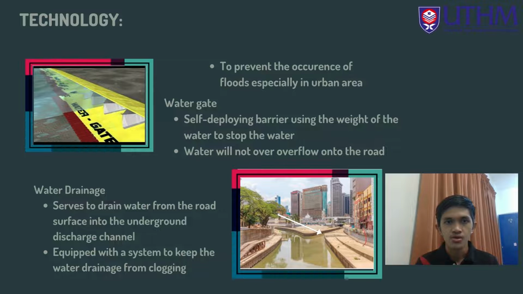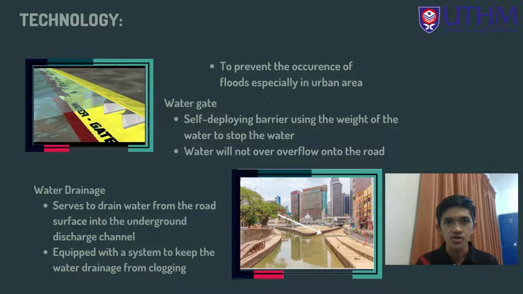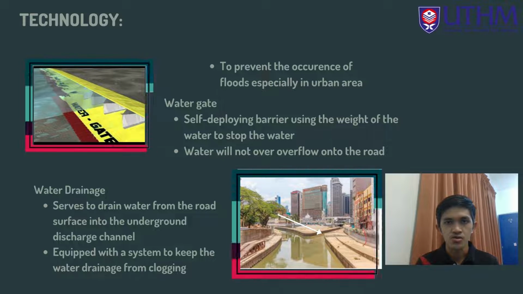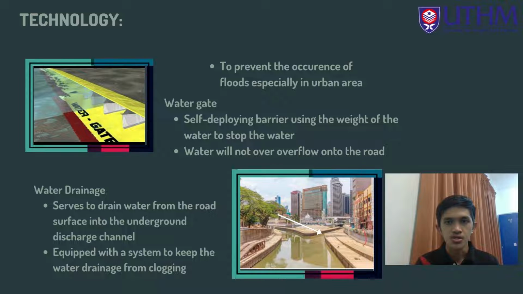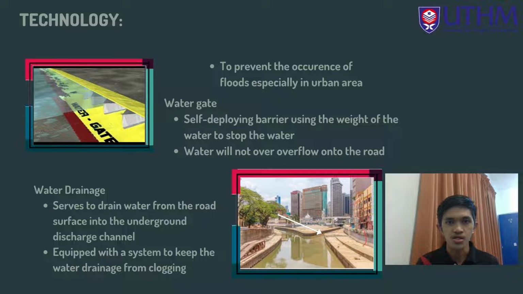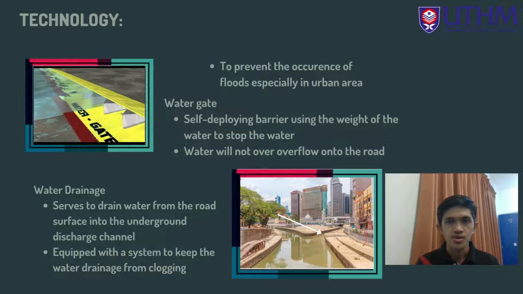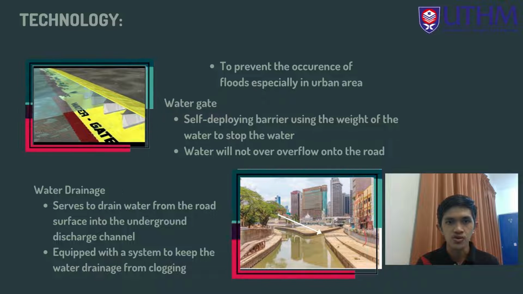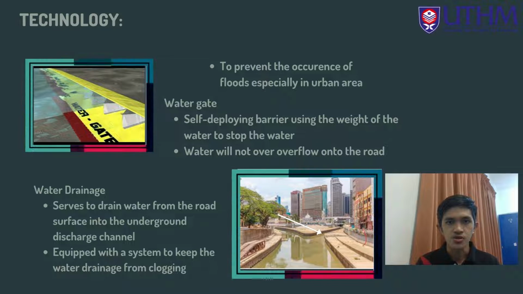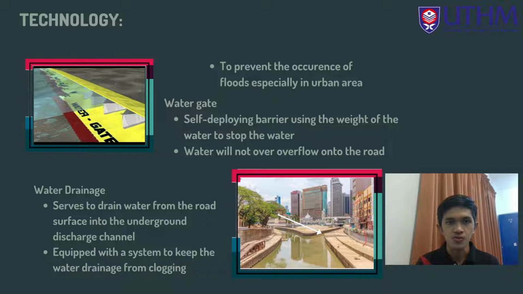First, we use the water gate. Water gate is a rapid self-deploying barrier using the weight of the water to stop water. Its unique design allows water to flow through the barrier and automatically deploy, stabilizing itself on the spot. Heavy rains will cause water from the river to overflow onto the road. This increase will cause flooding. However, with the water gate, water will not overflow onto the road.